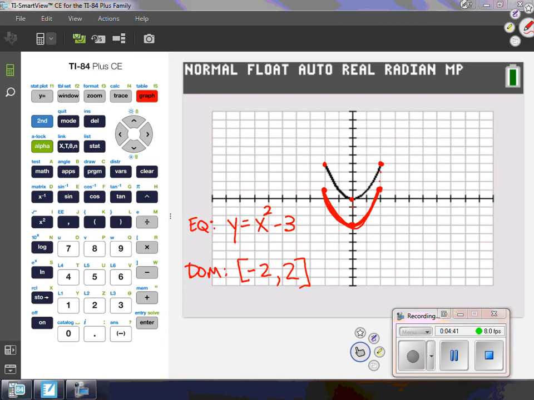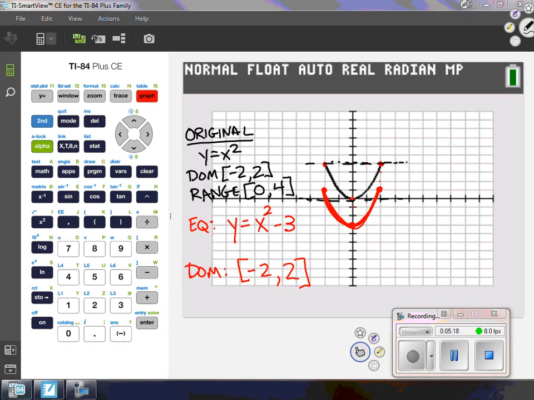But the range, however, is going to be different. The range of the original function, let's go original, y equals x squared. They told us to use a domain of -2 to +2. Its range, talking about the black function now, reached a maximum of 4 and a minimum of 0. So the up and down, the range reached from 0 to 4.